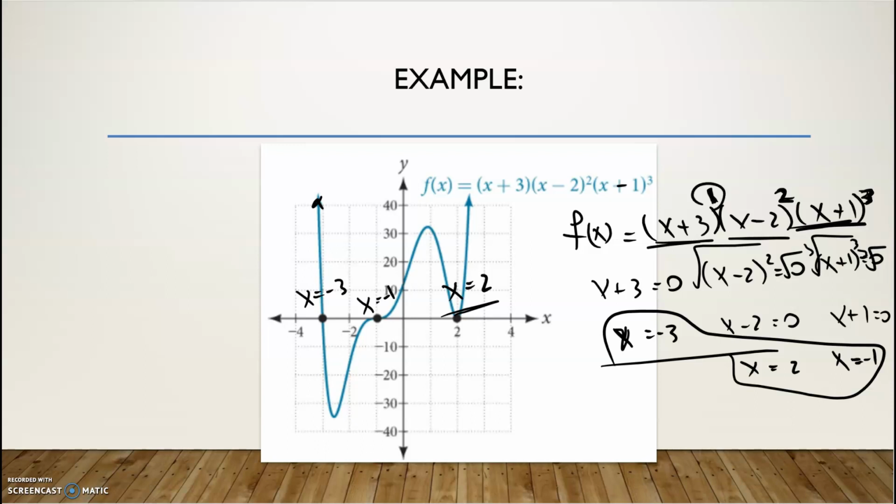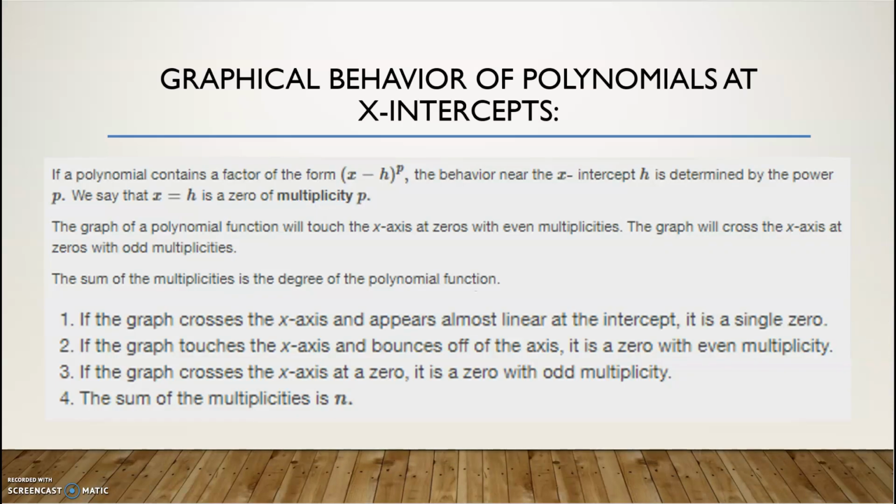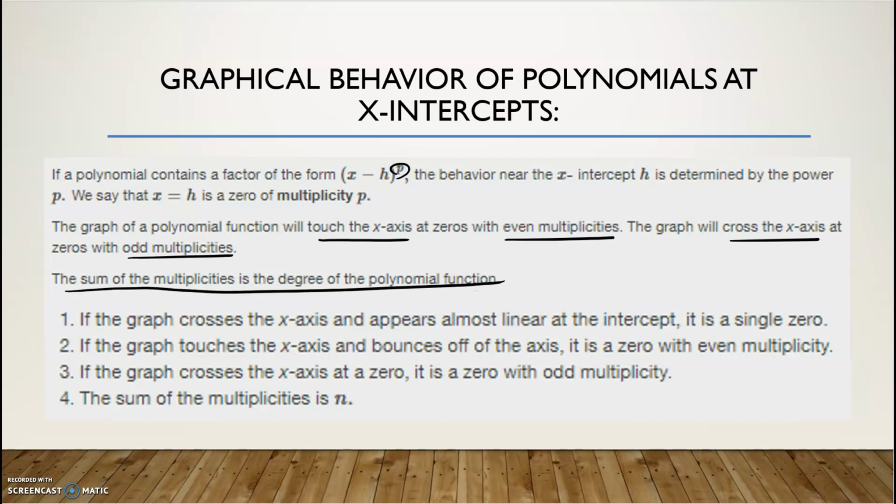Now what they are raised to, 1, 2, and 3, those are the multiplicities. So here our p-value right here, that is a multiplicity. So we say that x equals h is a 0 of multiplicity p. The graph of a polynomial function will touch the x-axis at zeros with even multiplicities. The graph will cross the x-axis with zeros of odd multiplicities. The sum of the multiplicities is the degree of the polynomial function.